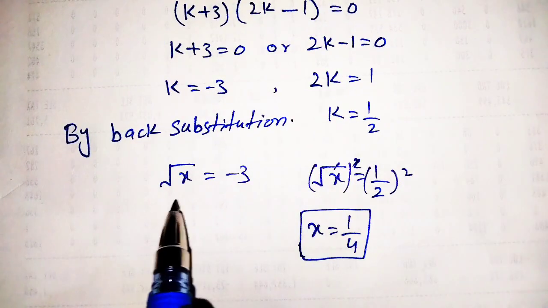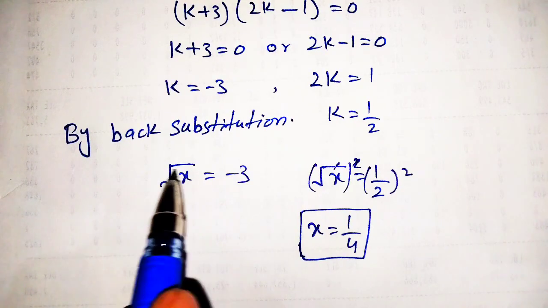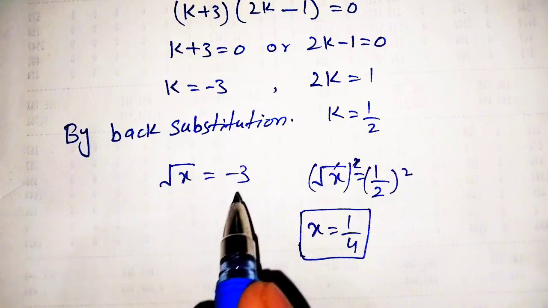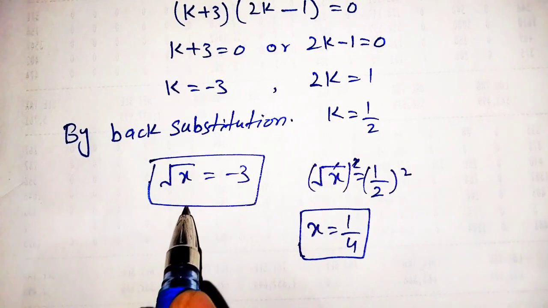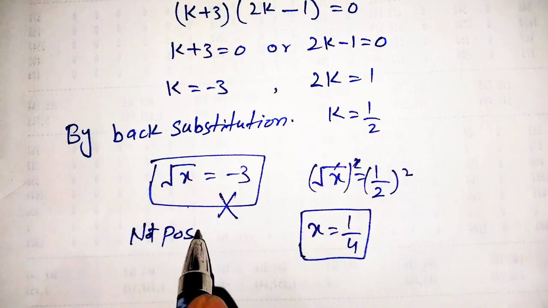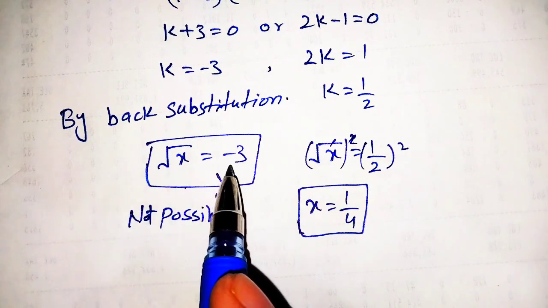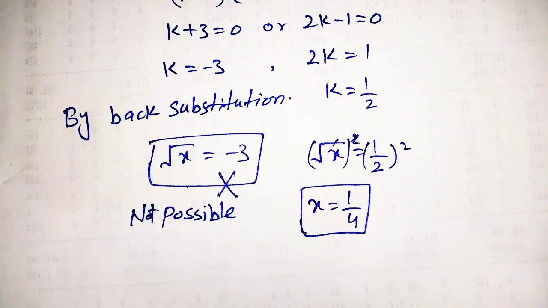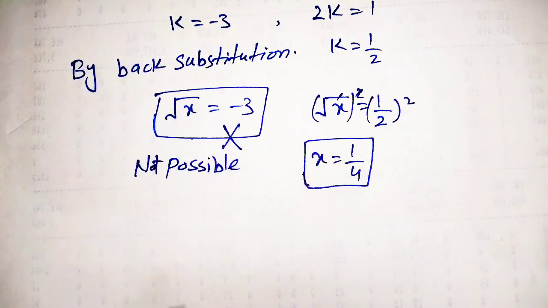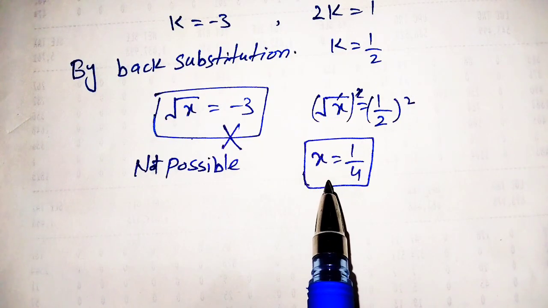Now from this equation we conclude that on the left hand side there is a square root term, and it is equal to minus 3, which is not possible, because any square root can never be equal to a negative term. So that's why it is not possible. Hence we are left with the root x is equal to 1 over 4, and now we will verify the validity of this root.